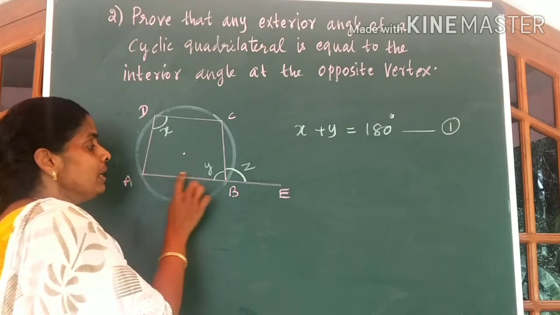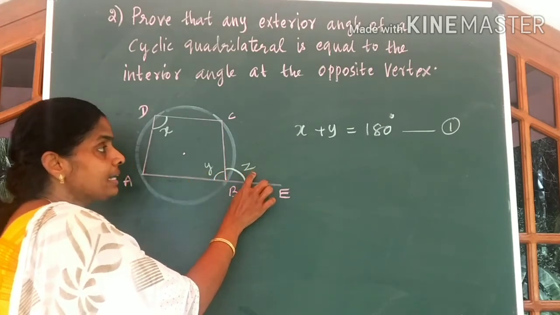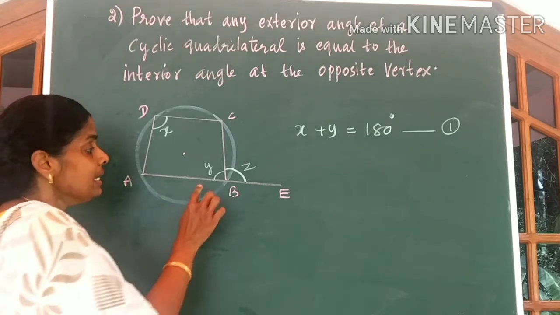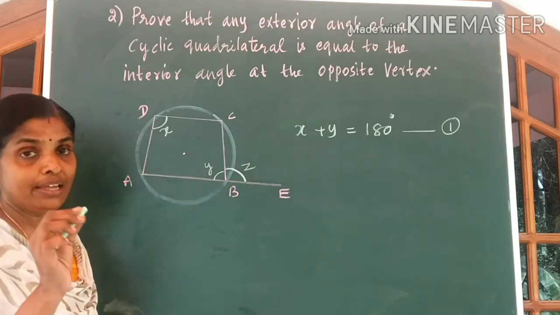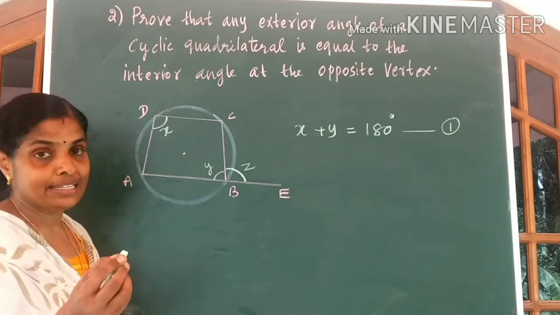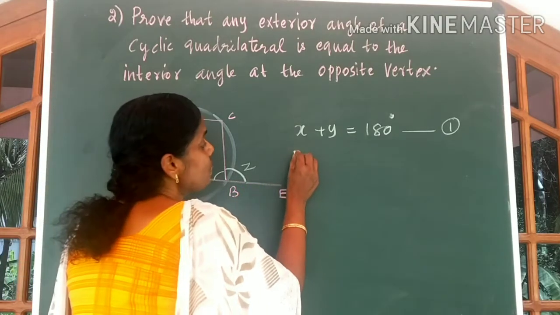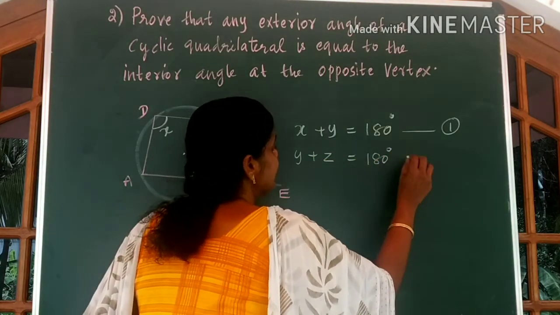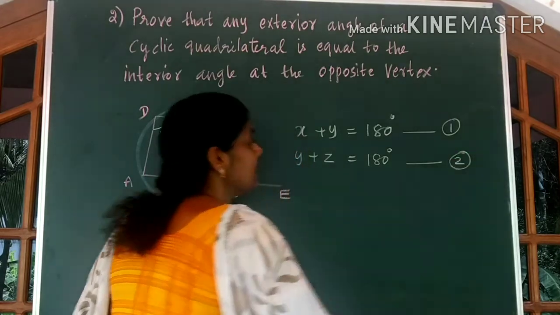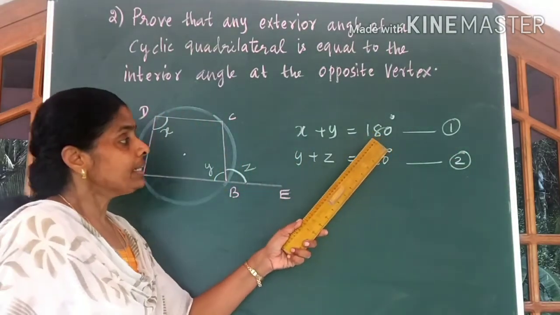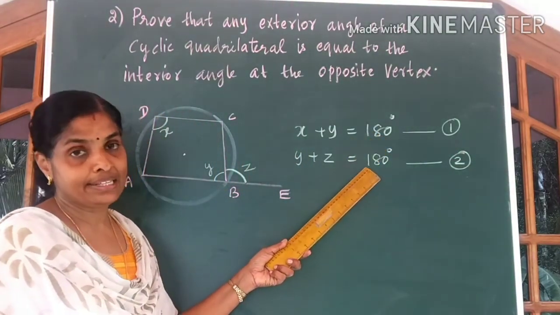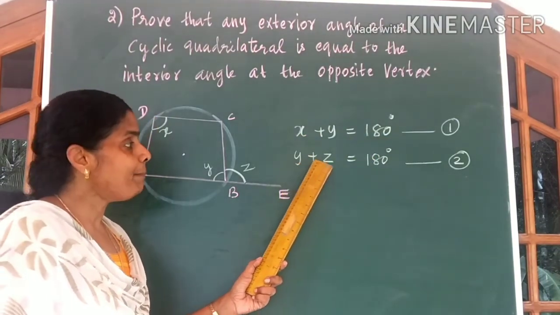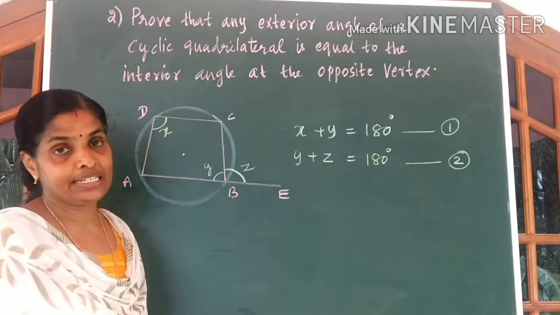Now we know angle Y plus angle Z to be equal to 180 degree because these two angles form a linear pair. Let us write that as the second equation. So we can write Y plus Z is equal to 180 degree. This is our second equation. Now you know these two values are one and the same. X plus Y is 180 degree. Y plus Z is also equal to 180 degree.